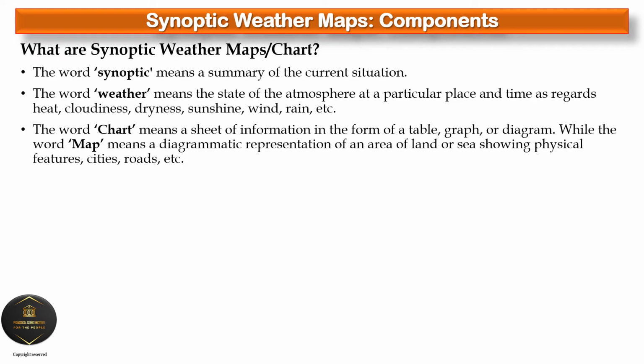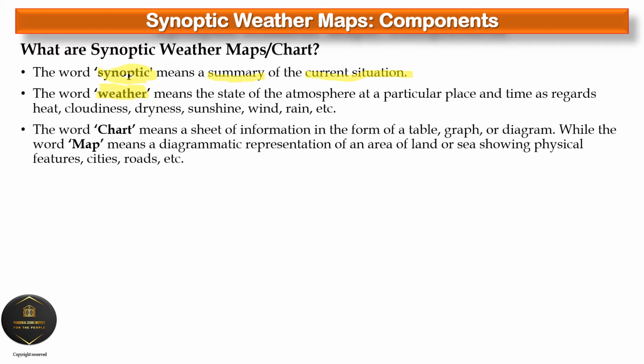The first part, as we said, is looking at synoptic weather maps. So now we have to think about the components of a synoptic weather map. Before we look at that, let us define what a synoptic weather map is. I've broken down the different words. The term synoptic map or chart is formed by the words, first, synoptic. What does the word synoptic mean? It means a summary of a current situation. A synoptic weather map shows us a summary of a specific situation. And what situation are we looking at? It shows us a summary of the weather conditions at that specific time.